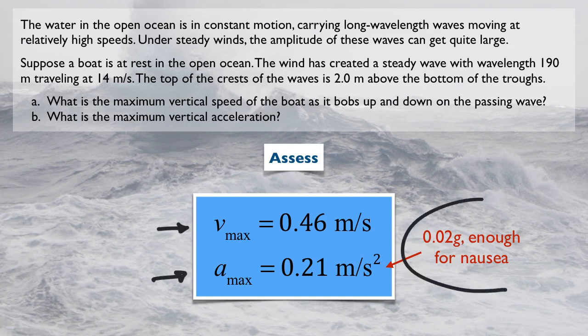That's about 0.02 g. That is enough for nausea. And if you're in a boat on the open ocean and the boat is bobbing up and down, you are going to, if you're me, you're going to get nauseous. I definitely am sensitive to that, okay? And so that seems reasonable. I have been in a boat on the open ocean and gotten real nauseous. So this makes sense to me.